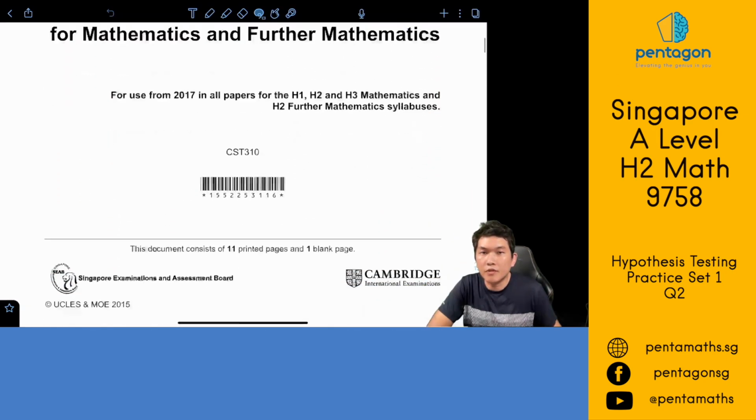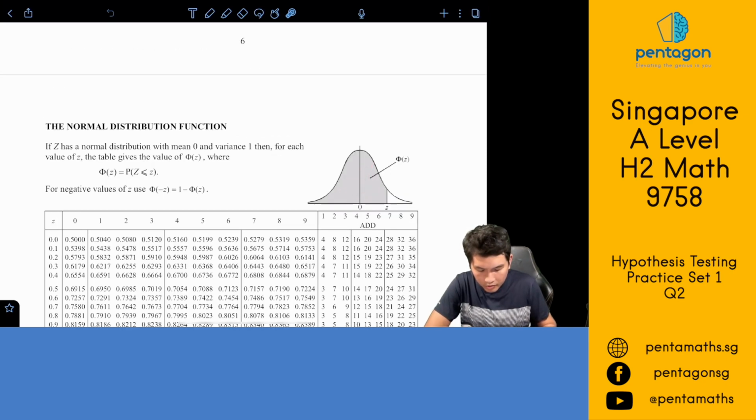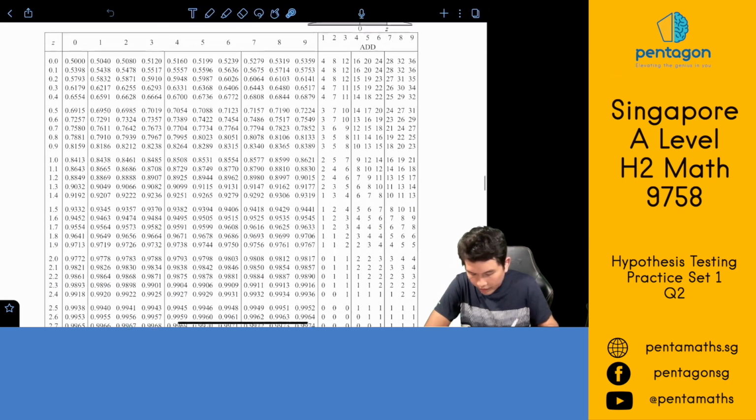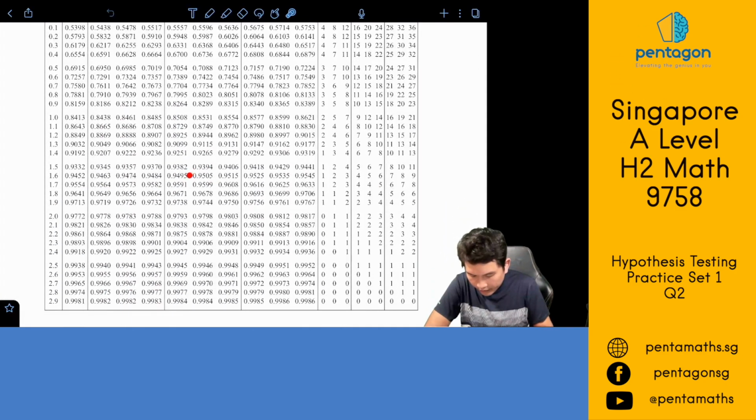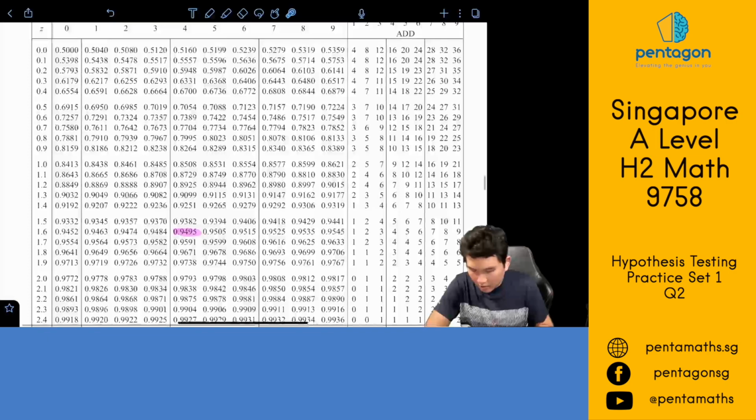Go to page 7 of your MF26. This diagram over here will show you how to use this lookup table. For example, I want 95% here, which means 5% on the right tail. Then I'm looking for a value that's very close to 0.95. Perhaps this one. So if you trace to the left, you find this is 1.6. If you trace upwards, this is 4. So this is 1.64. At a z value of 1.64, you're going to get 0.9495 area under the graph.